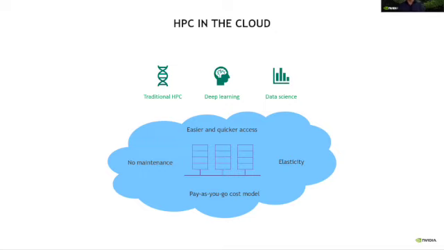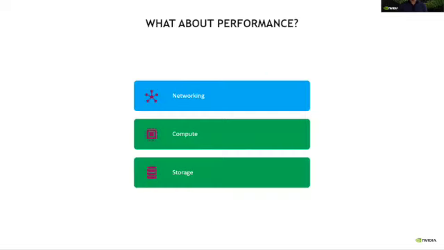Another advantage is that the elastic nature of cloud resources, as well as the pay-as-you-go cost model, provides the users with more flexibility to provision and deprovision resources as the demands of the corresponding workloads change. And a main question here for HPC in the cloud is, what about performance, and in particular the networking performance when it comes to HPC in the cloud?